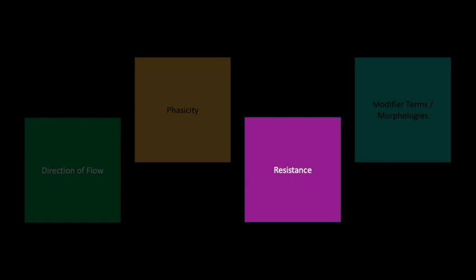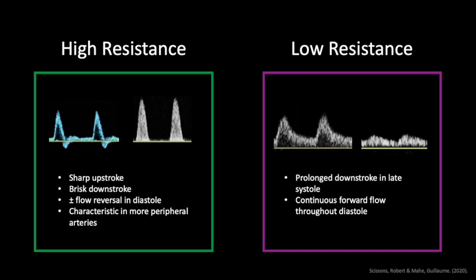Next, let's turn to a quick comparison of resistance patterns. For our sake, I'm going to show you the extremes on either end of the spectrum. But of course, there are also some variations in intermediates that are somewhere between these two poles. But for our sake, what I want you to know is that high resistance patterns typically exhibit sharp, almost peaked systolic flows with sharp, brisk strokes, with either flow reversal or limited flow in diastole. This is the classic pattern that's seen at the distal ends of long arteries that supply the extremities.